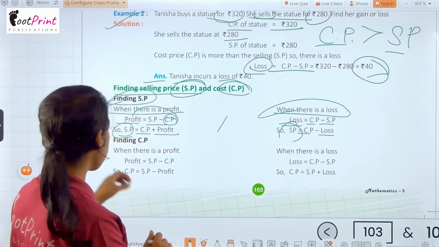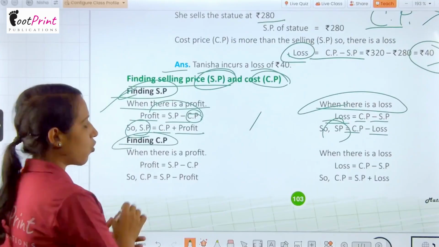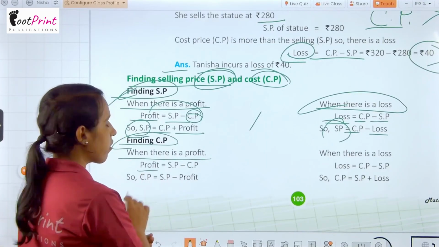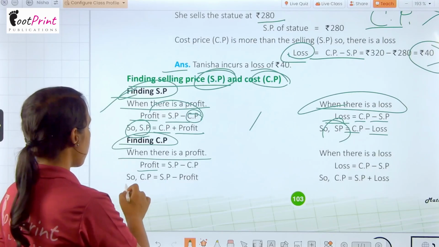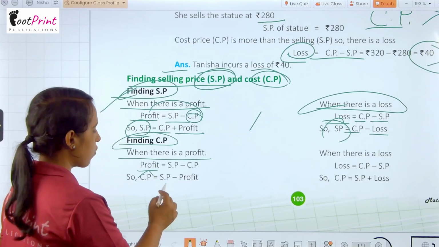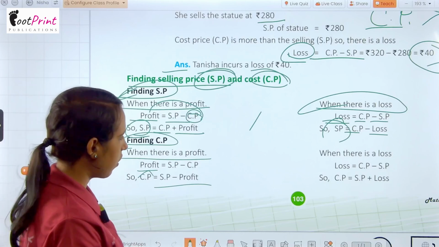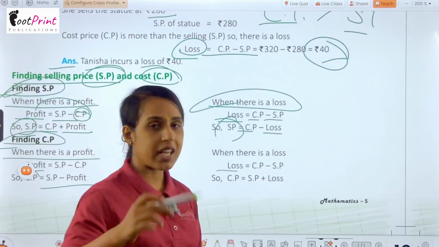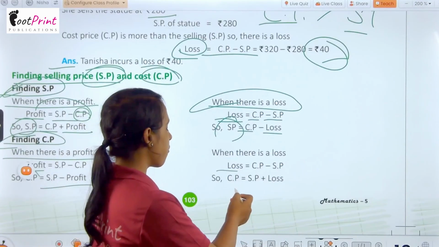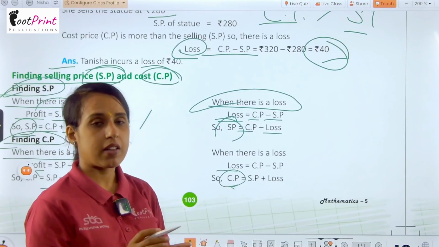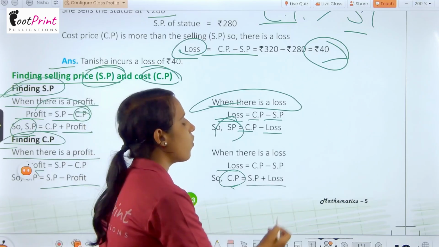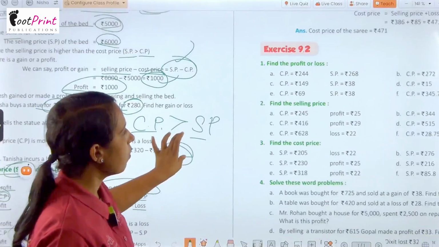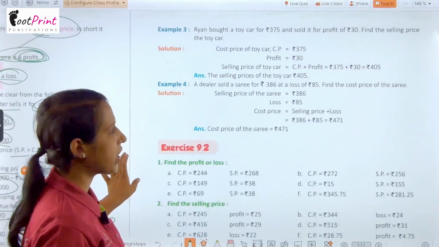Okay, and if we want to find out the CP, so what we do here? Let's see. When there is a profit, profit equals to, we know that SP minus CP. So if we want to find out CP, that is equals to SP minus profit. Okay, and if there is loss, we know that loss, how do we find out? CP minus SP. So if we want to find out the CP and SP and loss are given, so what we do? SP plus loss. So we get CP here. Okay, so here we have example on the basis of this.